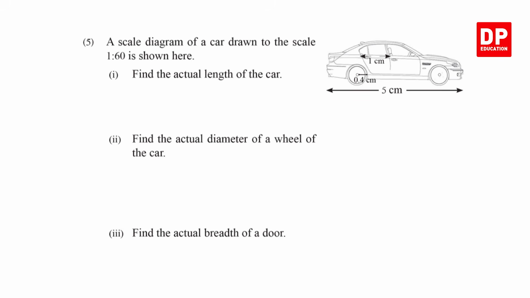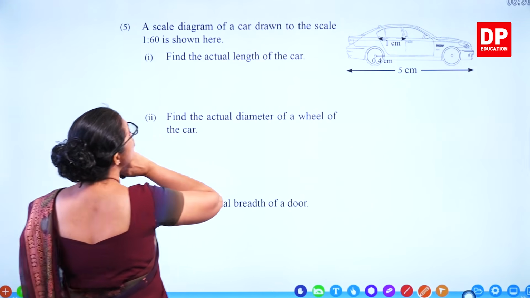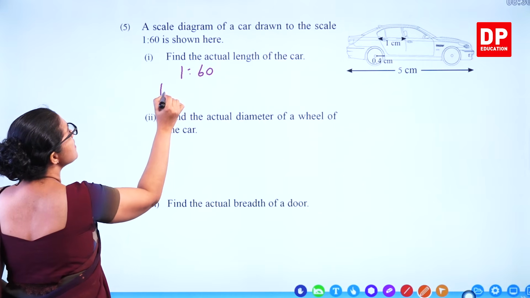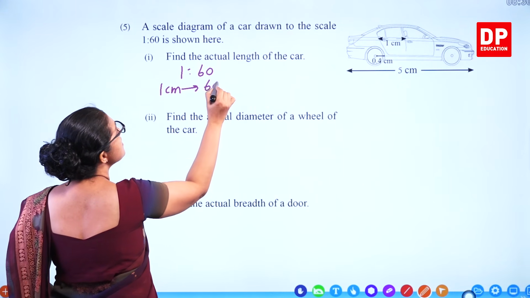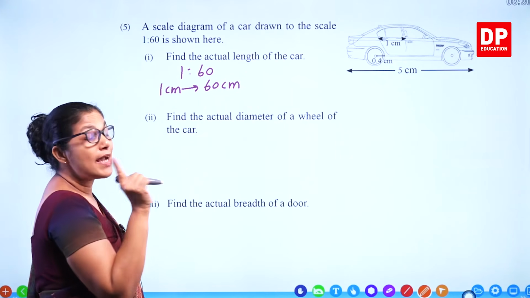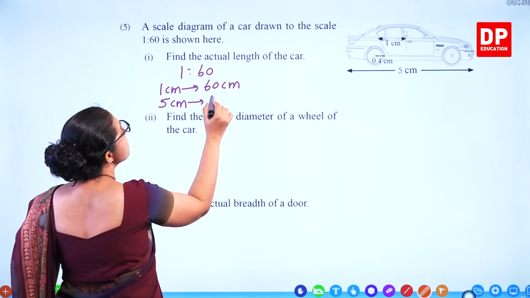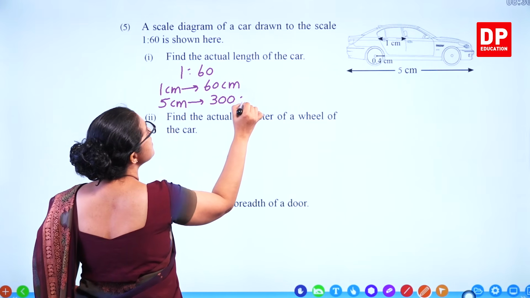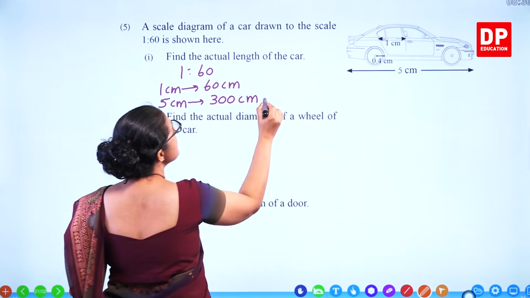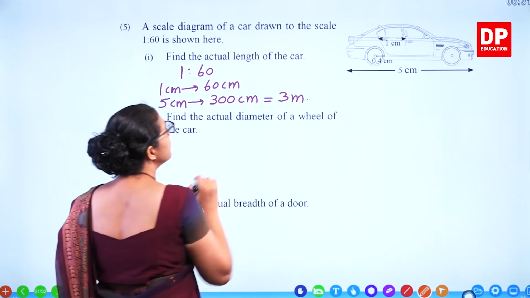A scale diagram of a car drawn to the scale 1 to 60 is shown here. Find the actual length of the car. That's 5 centimeter length map. So, actual length. So, 1 to 60 means 1 centimeter represent 60 centimeters. And this is 1 centimeter. 5 centimeters means multiply by 5. 300 centimeters. So you can convert to meters and write this is same as divide by 100, 3 meters.